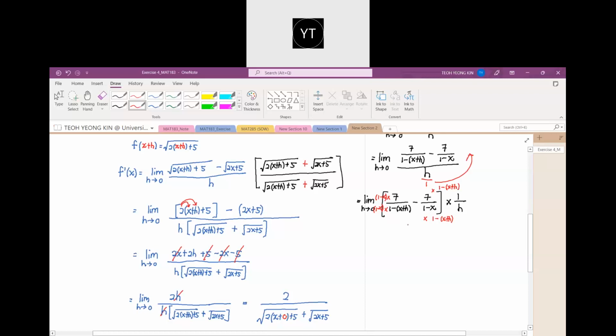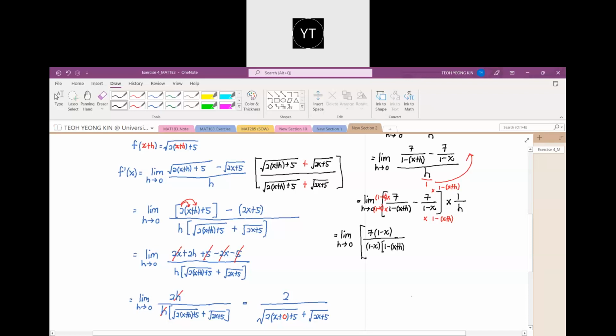We can combine it. So next will be limit when h approaches 0. The numerator is 7 in the bracket 1 minus x. The denominator, I put a square bracket, the denominator 1 minus x. Put a square bracket here, 1 minus x plus h.